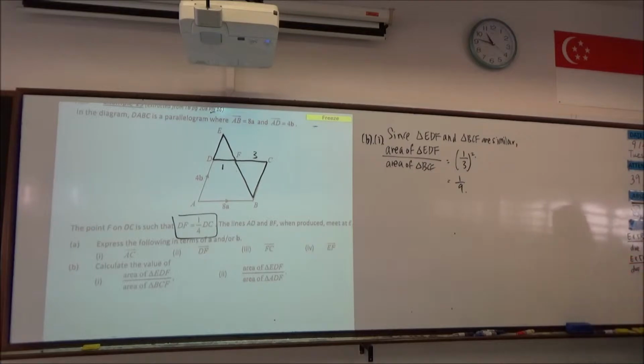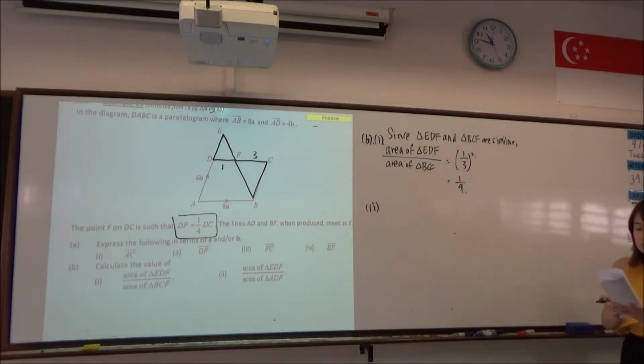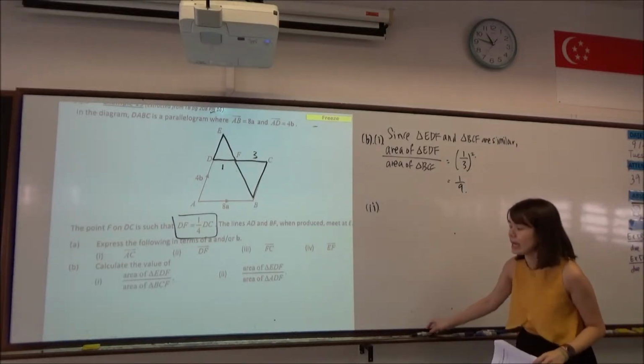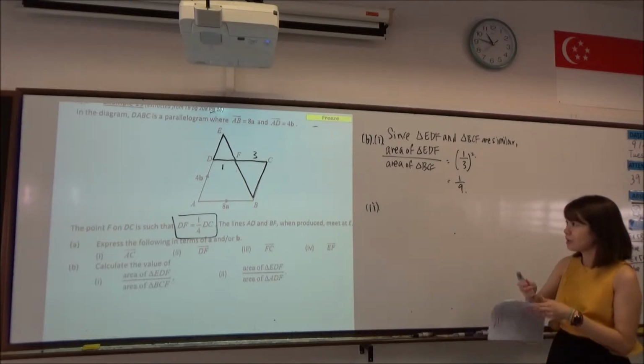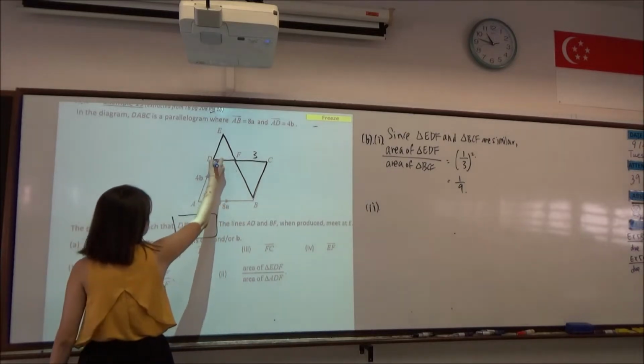Okay, so that's your similarity property back then when we're looking at area and volume of similar figures. Okay, any questions? Next, we want to look at triangle EDF versus ADF. Okay, ADF is this triangle here.